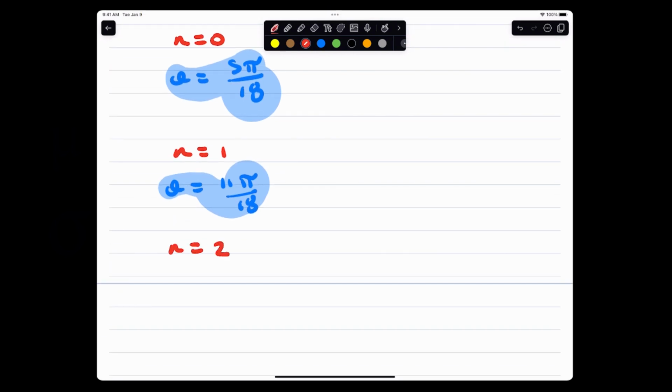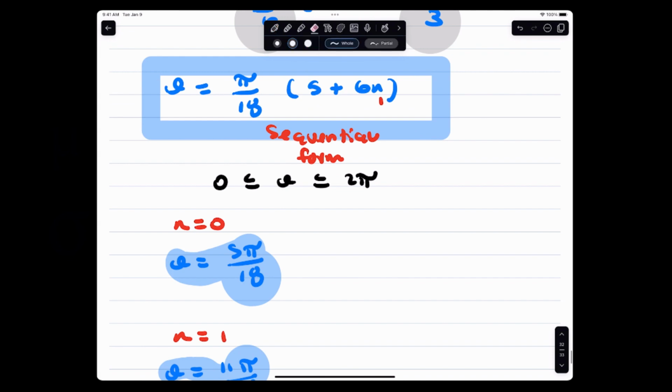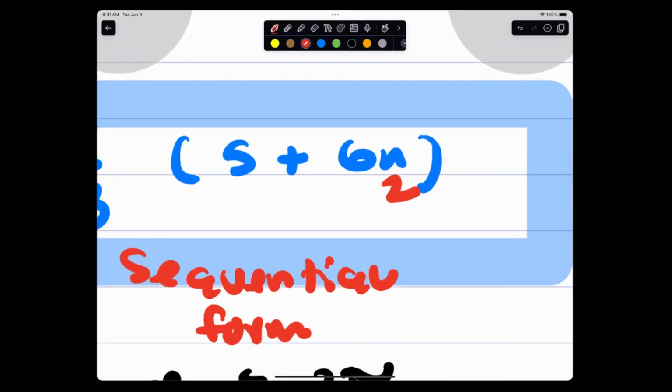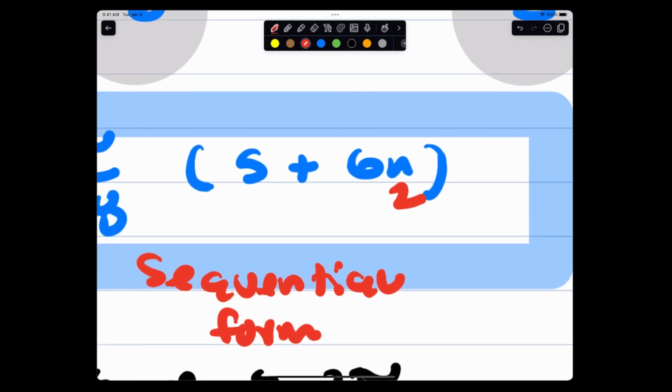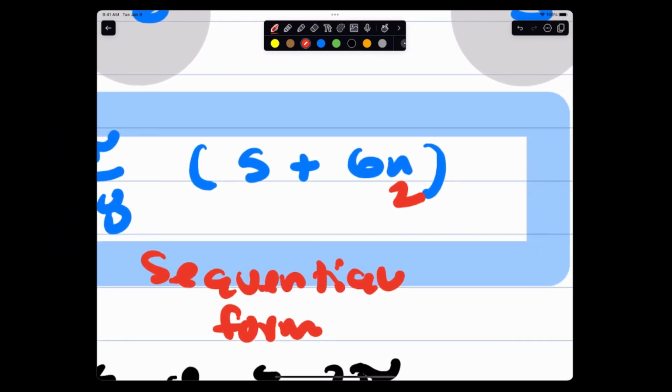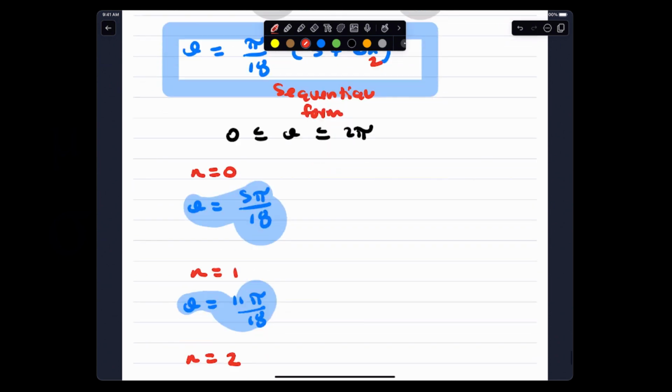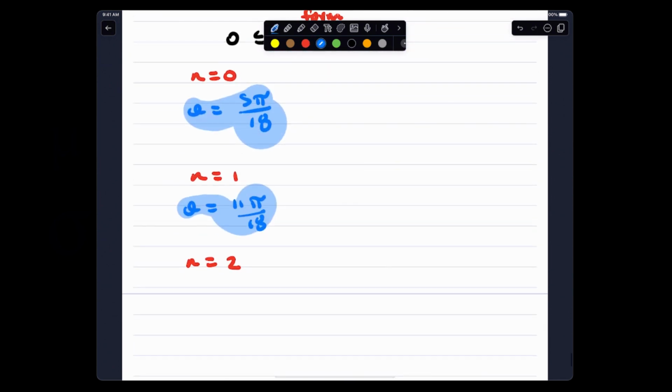N equals 2. So plug in now a what? A 2. What's 6 times 2? Is that 12? What's 12 plus 5? 17. So this answer is going to be what? 17 pi over what? 18.